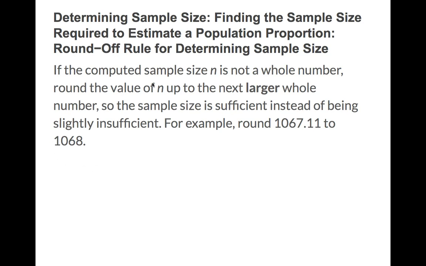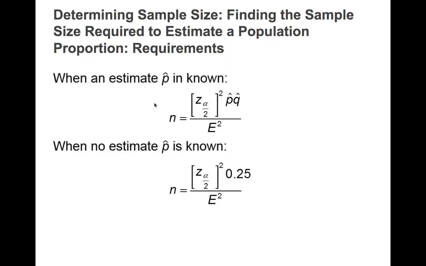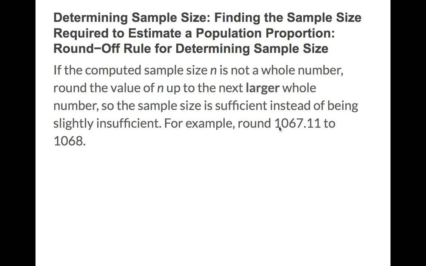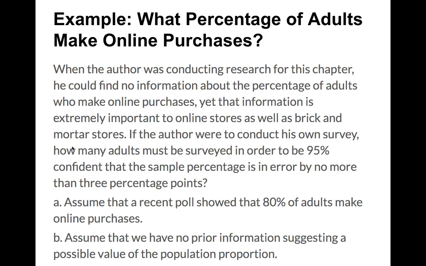If the computed sample size n is not a whole number, so this is just rounding, always round up. And the reason why is because what these formulas give us is kind of the minimum sample size to satisfy the conditions we're giving them. If we go down, so if 1067.11 is what those give us, and we do 1067, we're not necessarily guaranteed to get those conditions. This is the minimum value, and so we want to go to the next whole number up anytime we're dealing with sample size. Okay? So let's do this.